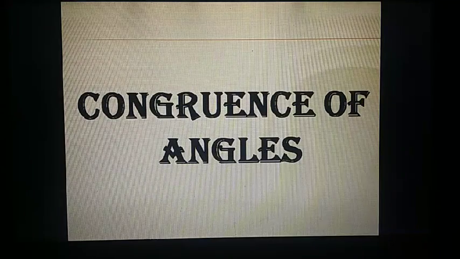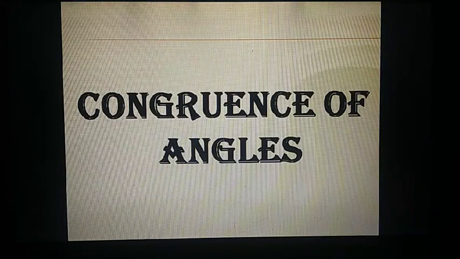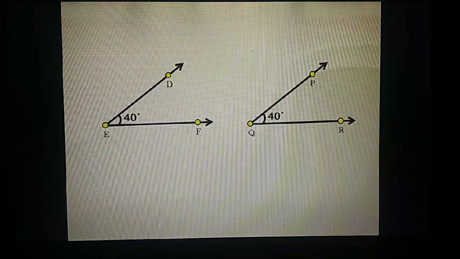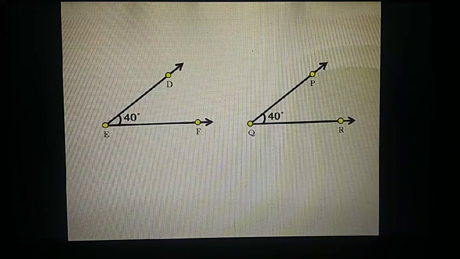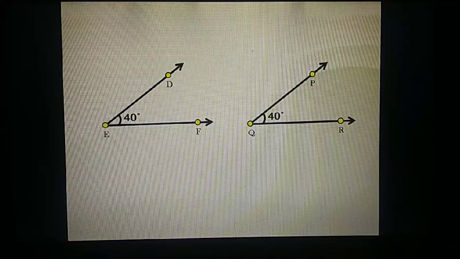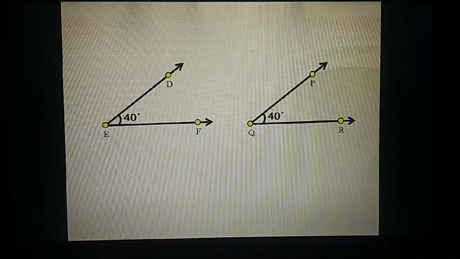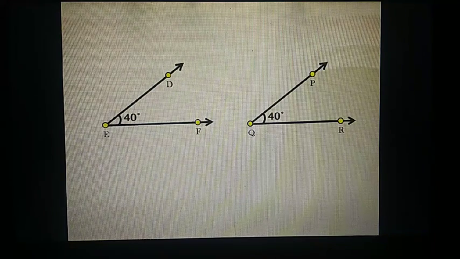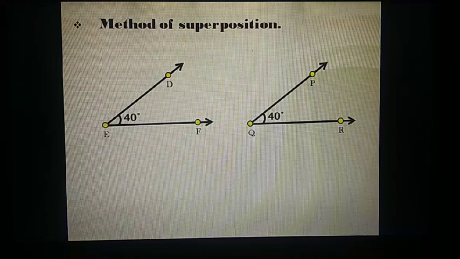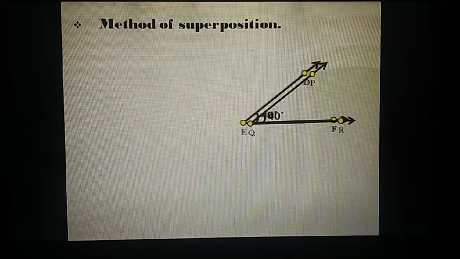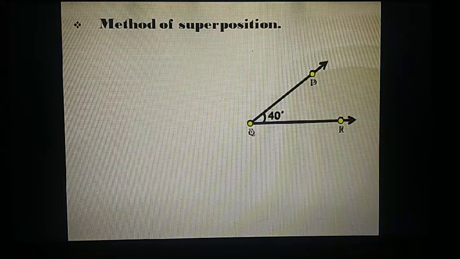Next, congruence of angles. Consider two angles. Here the angles are DEF and PQR. Both have the same measure. Here again we can use the method of superposition and we can check that one angle is covering the second angle exactly.